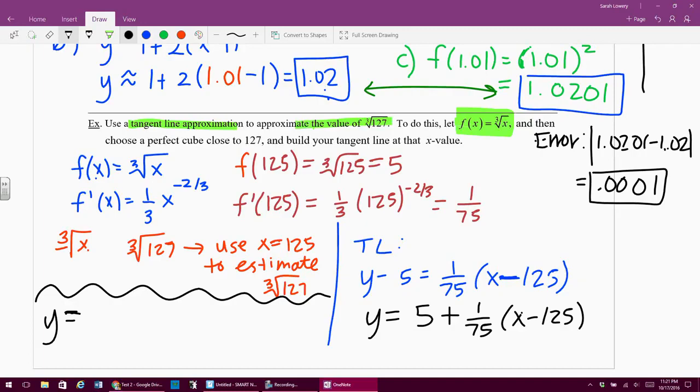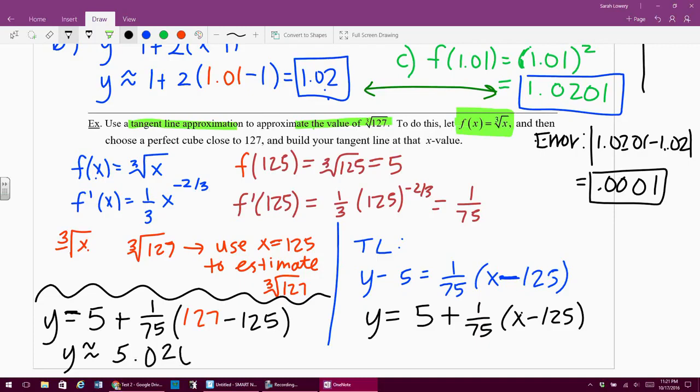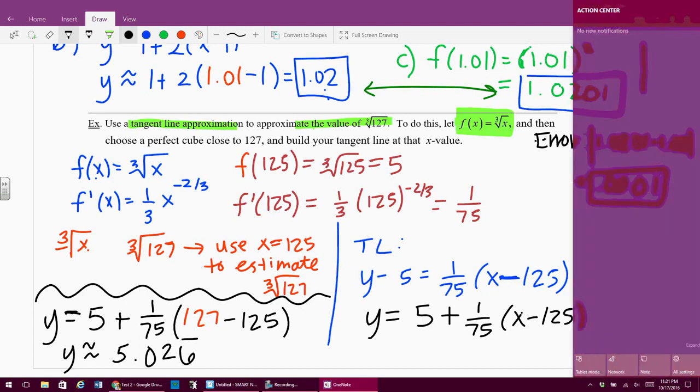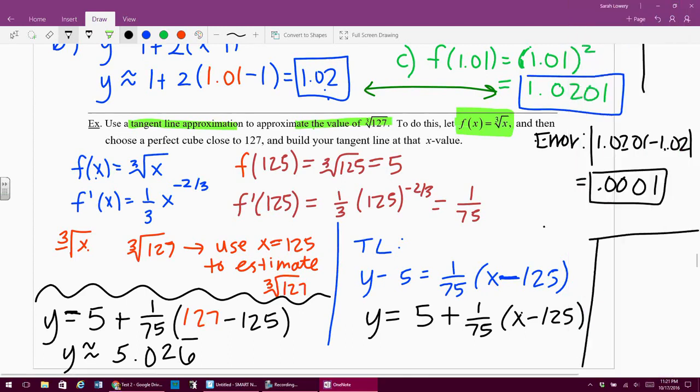So 127 is pretty close to 125, so I'm going to plug in 127 for x. And when I do that, I find that my y value is approximately 5.026 repeated. Well, how close would this have actually been to my actual value? So let's see. What is the cube root of 127? If I put that in my calculator, I should get about 5.027. So we're pretty darn close.